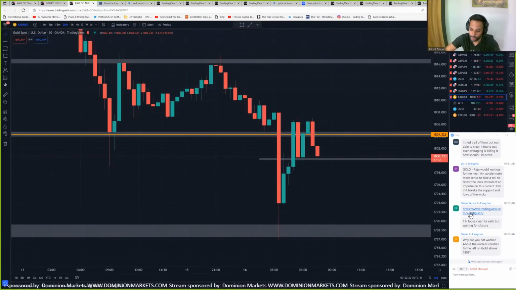Why are you not worried about the unclear candles to the left on gold above 1808? Because we'll be expecting volume to break above that area. Soon we're going to be at NY Open, and NY Open brings in a lot of volume.